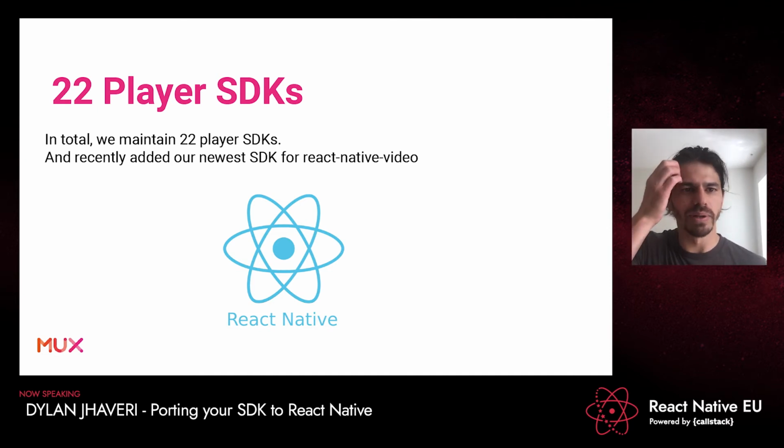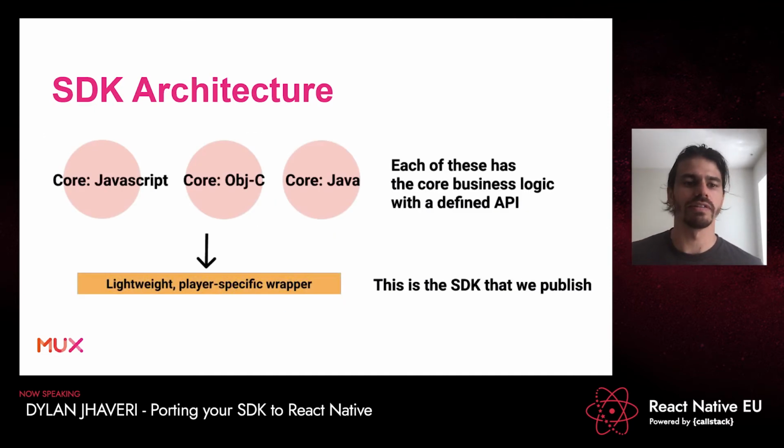So first, let me talk a little bit about our SDK architecture. I think this is important because we really don't have a big team that's working on these SDKs. So what we did is we created a core library in each of these three languages. We have a core library in JavaScript, a core library in Objective-C, and a core library in Java. Each of those core libraries holds all the business logic of how these metrics are calculated. And then it has a defined API. And so everything's sort of abstracted.